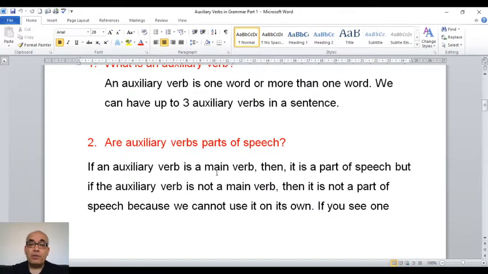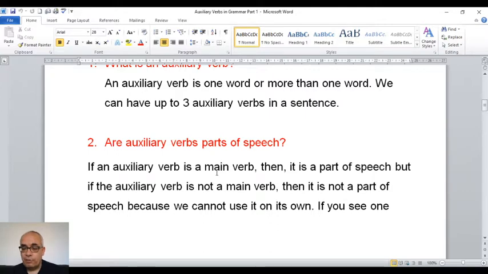Number 2, are auxiliary verbs parts of speech? Now, if an auxiliary verb is a main verb, then it is a part of speech, of course. For example, verb to be and verb to do and verb to have, sometimes they can be main verbs, so they are parts of speech.